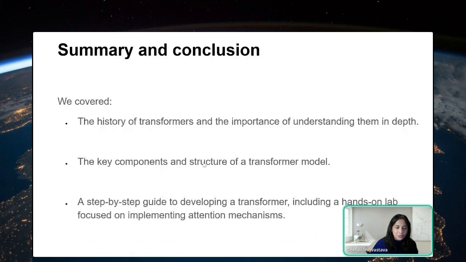Okay. So just to recap, we started with the history of transformers and the importance of understanding them in depth. We did go over the key components at a very high level, at an abstract level, to understand what the model really looks like. Then we dove deep, getting our hands dirty and going through the Colab notebook to understand how you actually compute the self-attention score. We did that with a random initialization of word embeddings.